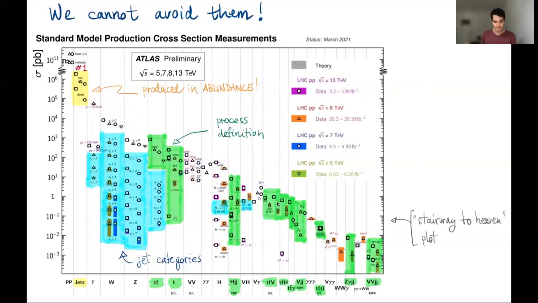And last but not least, a lot of processes are also measured in different jet categories. These are the blue shaded areas. So in the case of W or Z production, these are processes that are actually measured with up to 7 accompanying jets, which is quite impressive. And you see that as I increase the number of required jets, the cross section drops. So as soon as you try to do physics at the LHC, basically there's no way around being concerned about jets.